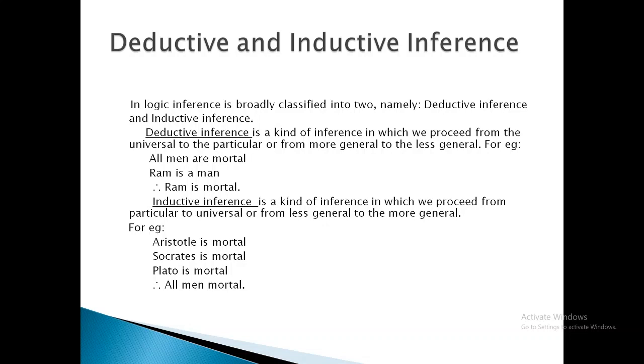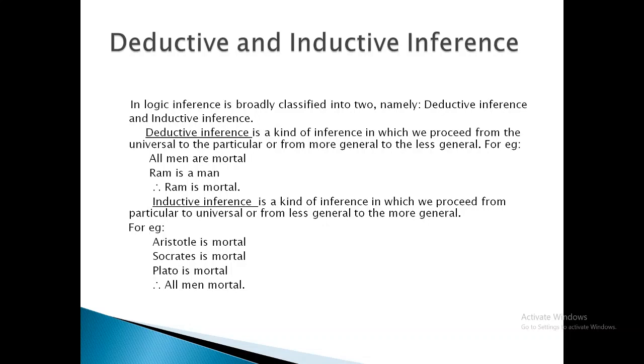So, deductive inference and inductive inference, there is a difference between these two. Deductive logic, you have already read. Inductive logic, you are to read. There is a difference between the two, but both belong to the group of logic. Logic consists of deductive and inductive. Two parts are there: deductive logic, inductive logic. There is a similarity between the two and differences also.